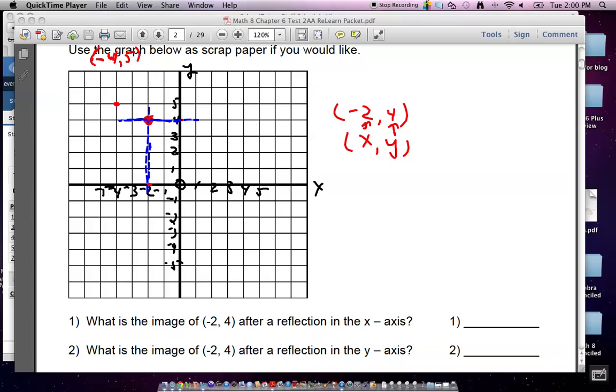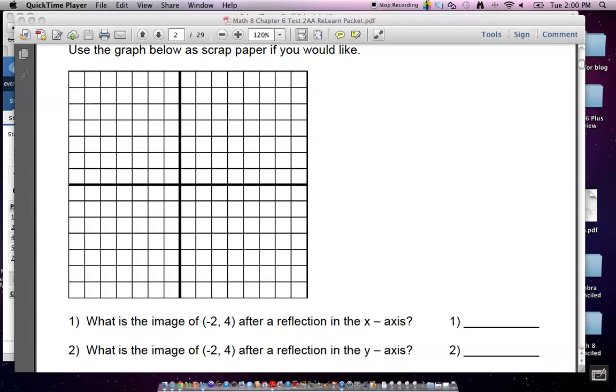What about the point 4, -2? That's the next one I'll do. Find that point. X is 4, y is -2. X is 4 here, y is -2 here. The two meet right here. That would be the point 4, -2. Okay, so in case you struggled with that, we have it set up. Let's go back to our point -2, 4.